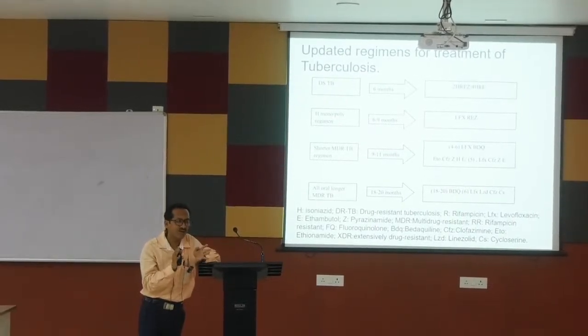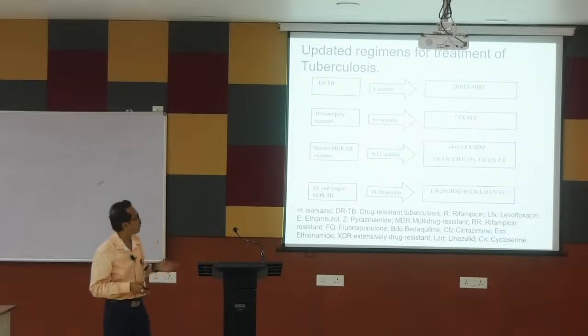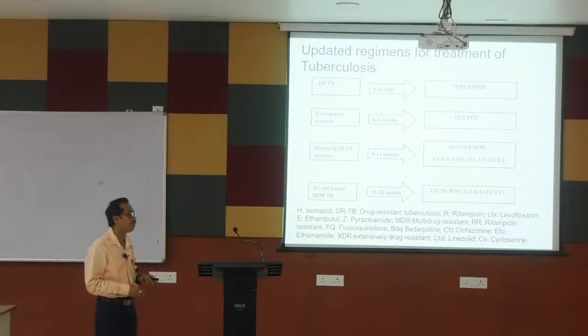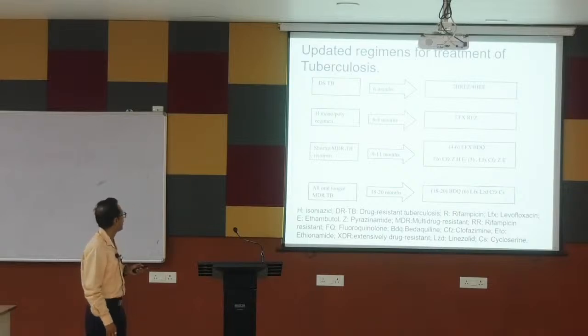And for drug-resistant tuberculosis, what are the newer drugs? Because it's very difficult for you to remember all this. At least remember the shorter bedaquiline course, with bedaquiline named, and the longer bedaquiline oral course. There are some indications where you have to use the longer course, not the shorter bedaquiline course for 9 to 11 months. So 2-HREZ and 4-HRE, that is 2 months of rifampicin, INH, ethambutol, and pyrazinamide, followed by 4 months of INH, rifampicin, and ethambutol.